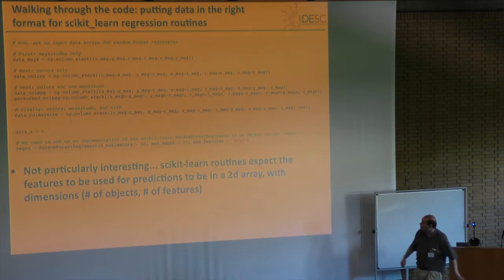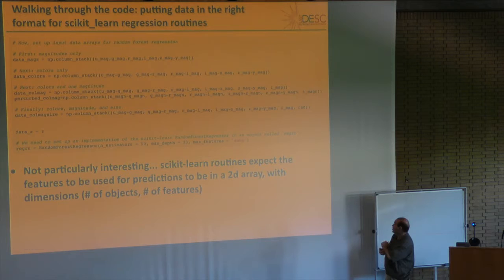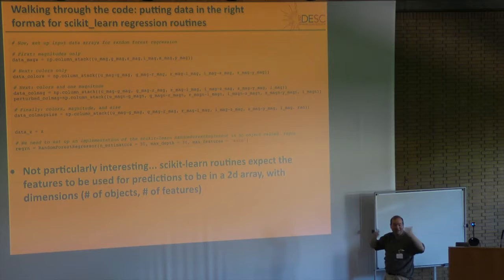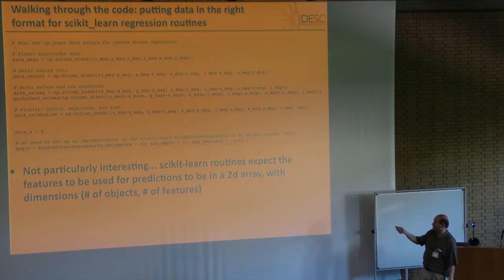Then we have to do some setup specifically for scikit-learn. Scikit-learn expects all of its inputs to be 2D arrays for the training sets, for the features we're going to use. 2D arrays, one dimension is the number of objects in the training set. One dimension is the number of features. So if we have 5,000 objects and 5 features, it would be a 5,000 by 5 array. So we do all that. And then we just set up the random forest regressor, telling it it's going to use 50 trees up to 30 steps in the tree, and let it determine how many features to use at a time. It has just a formula to do that. And that's basically most of the work we need to do to set up the random forest. And then it's just one line to train it.